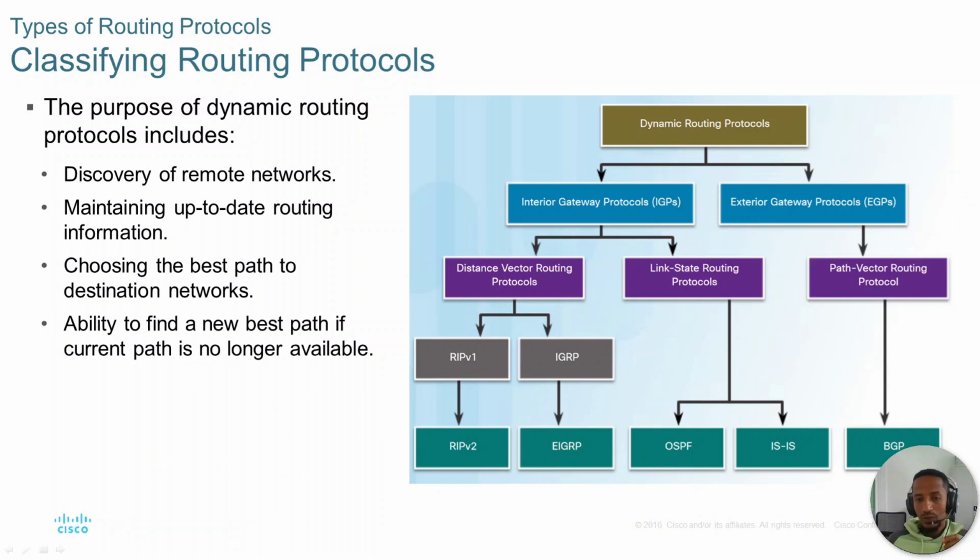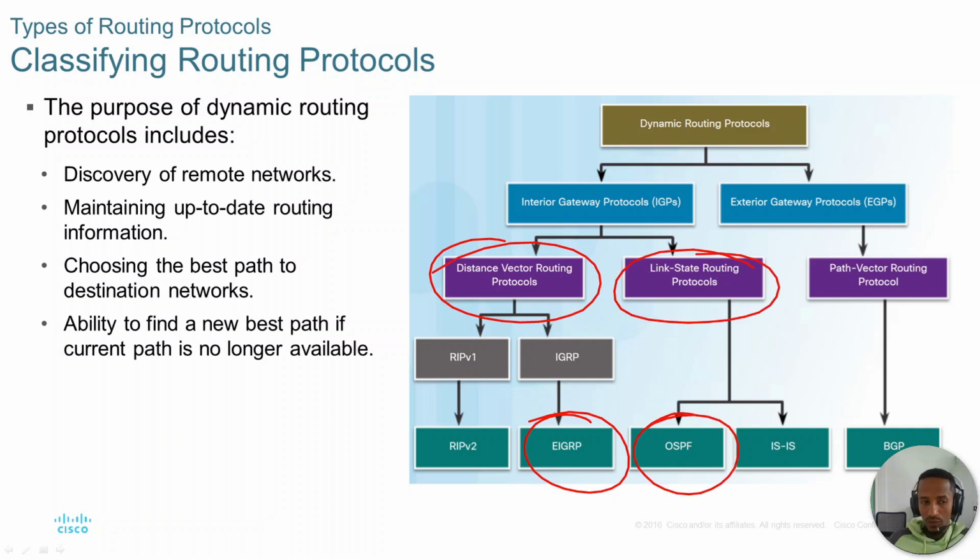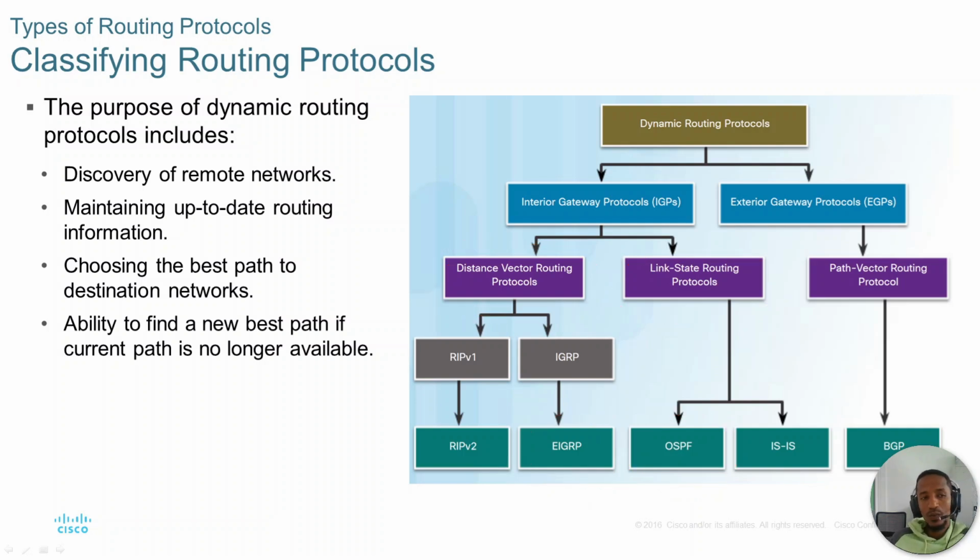In general, we are going to discuss two topics. We said we are going to select EIGRP from the distance vector, and we are going to select OSPF from the link state routing protocols. So what is the purpose of routing protocols?